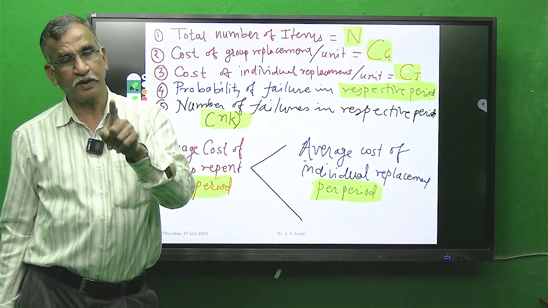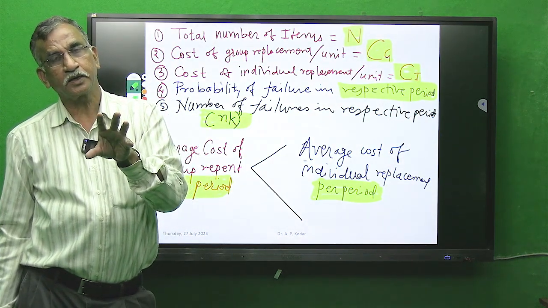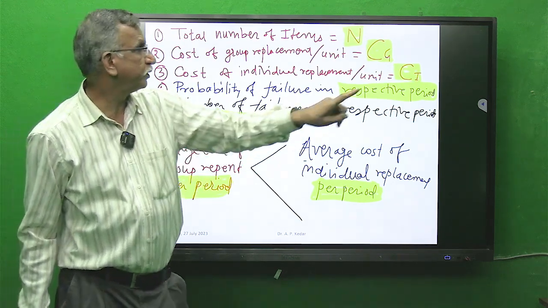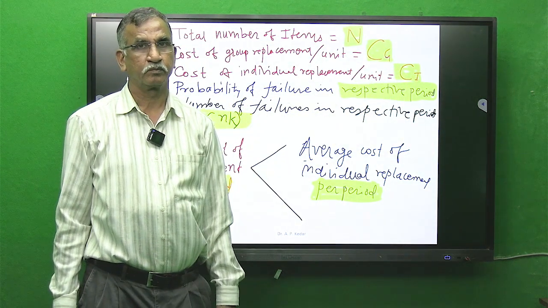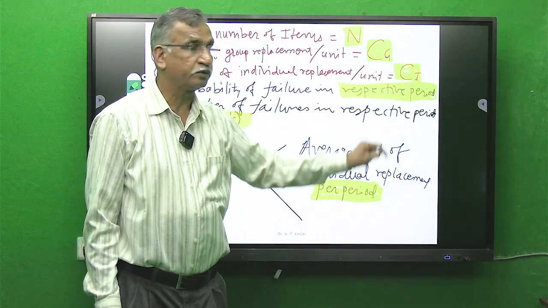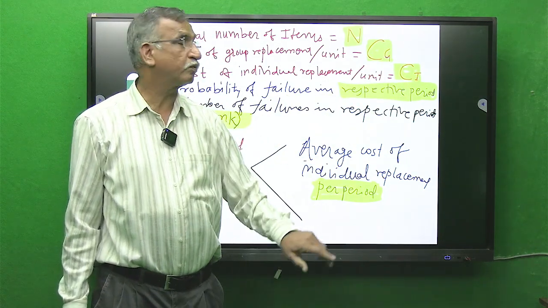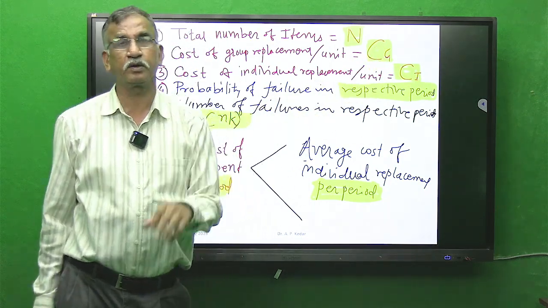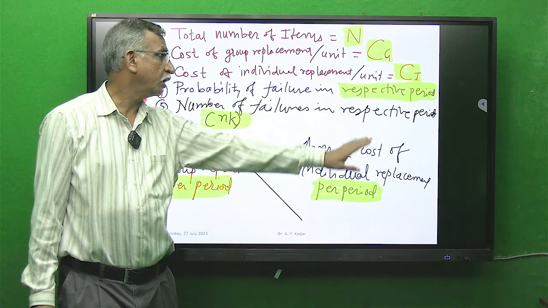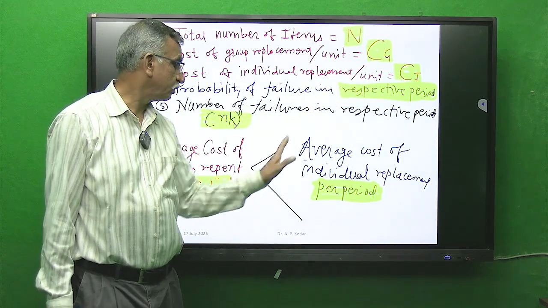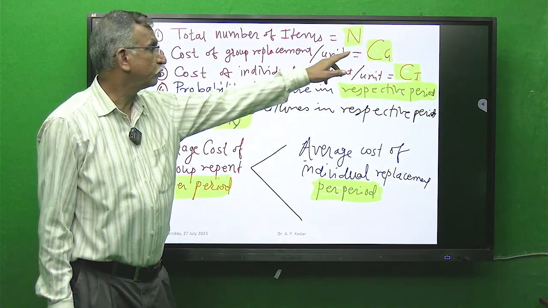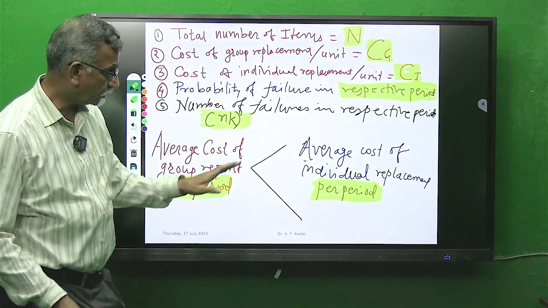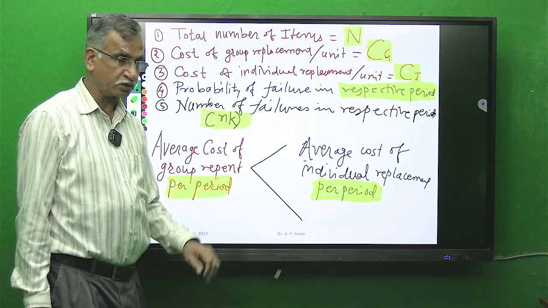you will replace only the items which have failed. But remember, for replacing only the items which have failed, the cost will be CI, which will be more than CG. When we replace the components in a group after a particular time period, the answer will come out to be that you have to multiply that cost by CJ. Now, you may come across this situation.